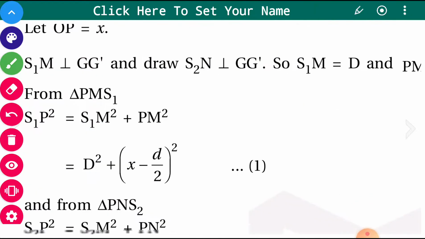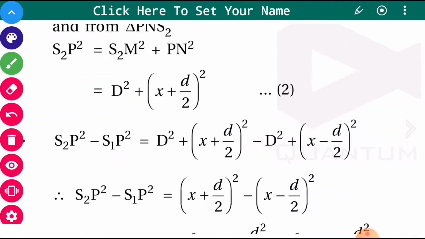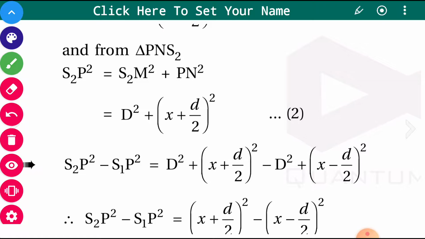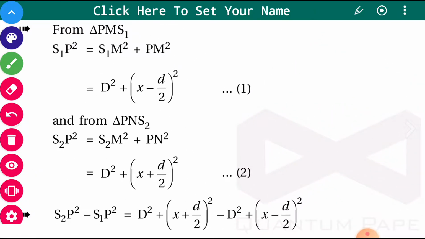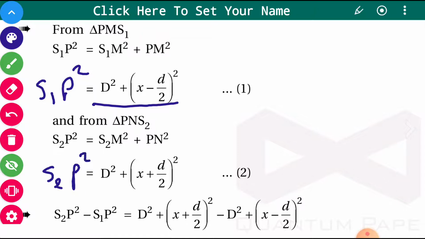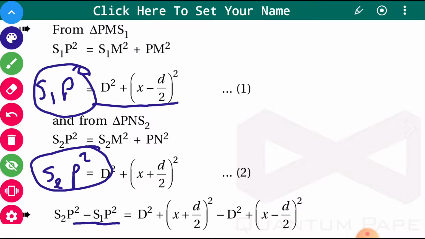Okay, so it is written here. Now these are the two equations, that is for S1p and S2p. You can see S1p square, this is S1p square, this is S2p square. Now we take S2p square minus S1p square.